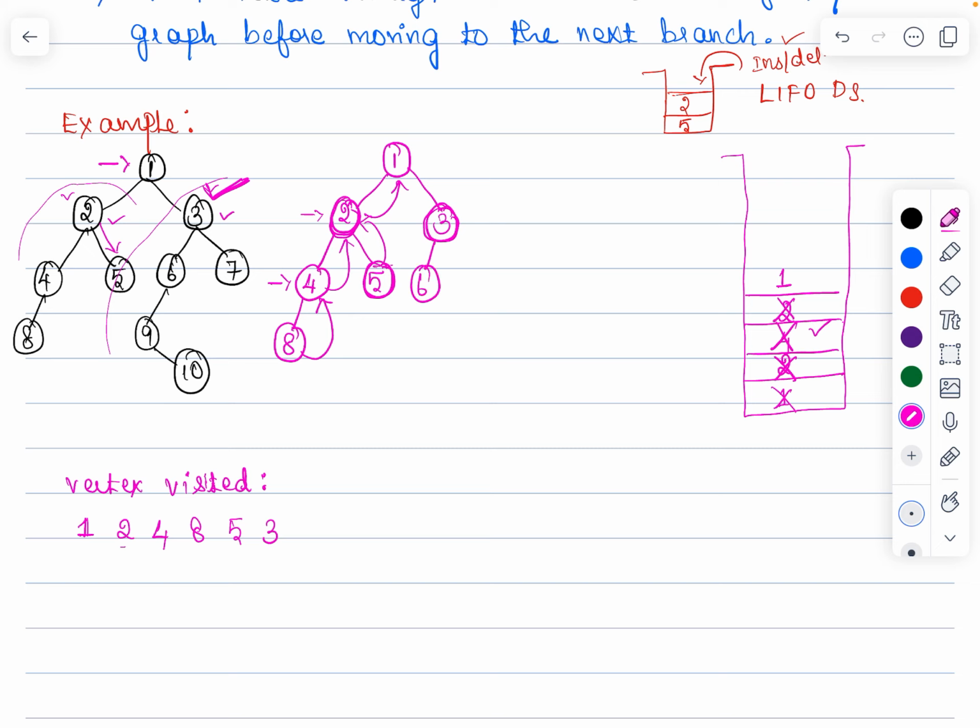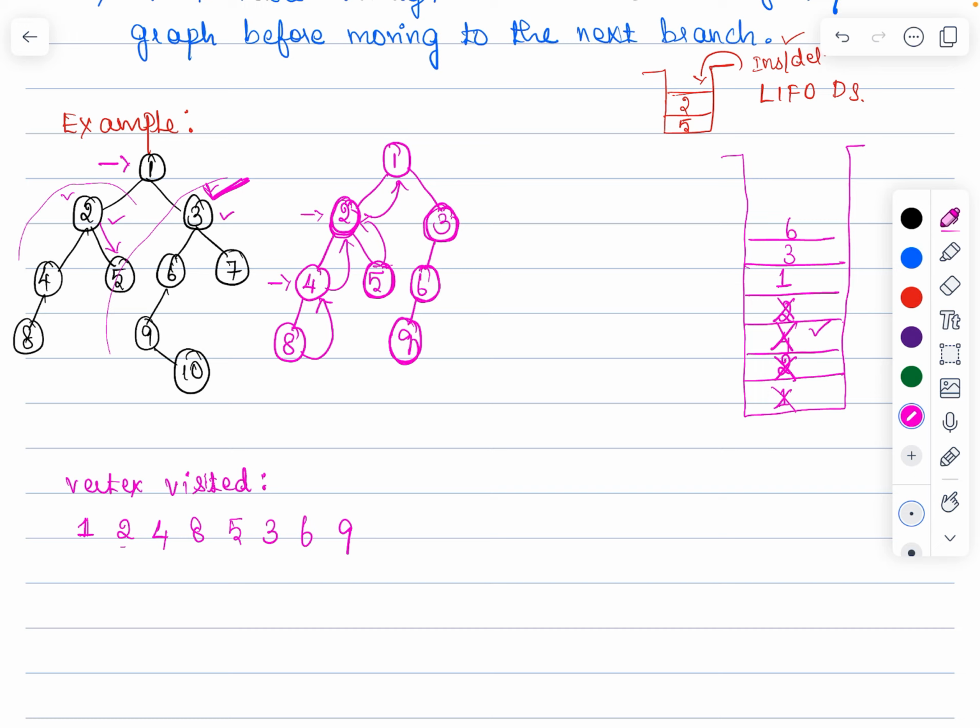So 6 is a newly visited vertex. Once visited, the predecessor of the vertex 6 is 3, so push the vertex 3 into the stack. Then again try exploring the node 6. If I explore the node 6, the new vertex we get is 9. So the vertex visited is 9 and the predecessor to 9 is 6, because 6 is already explored. Push 6 into the stack.